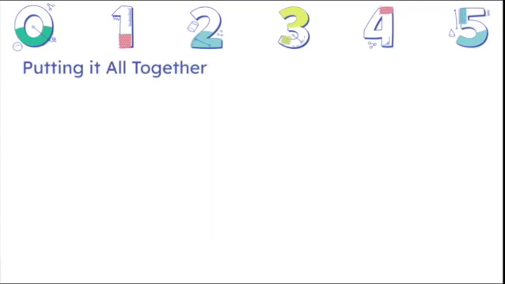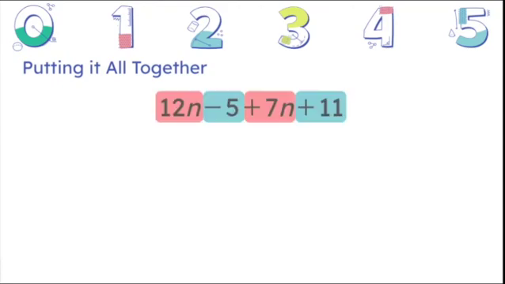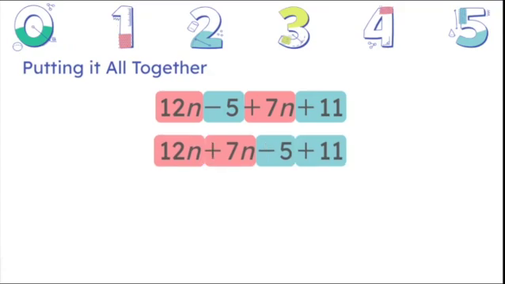Let's practice simplifying an expression by grouping like terms. Here's our expression: 12n minus 5 plus 7n plus 11. First, let's group all the like terms together. We'll combine the coefficients and variables first, then combine the constant terms. That makes our new expression 12n plus 7n minus 5 plus 11. We combine the coefficients 12 plus 7 to get 19. So our first simplified term is 19n. Then we combine the constant terms, negative 5 and positive 11, which gives us 6. And our simplified expression is 19n plus 6.